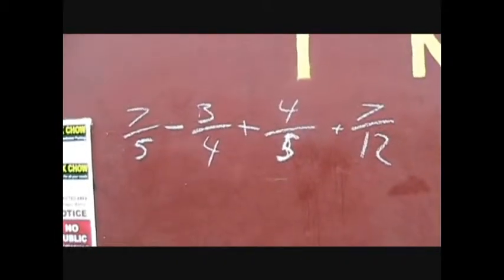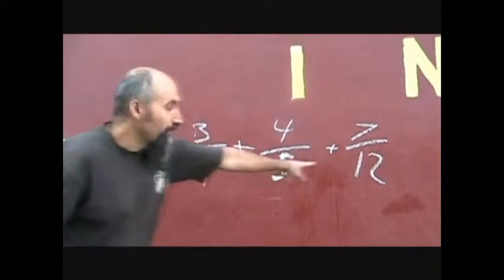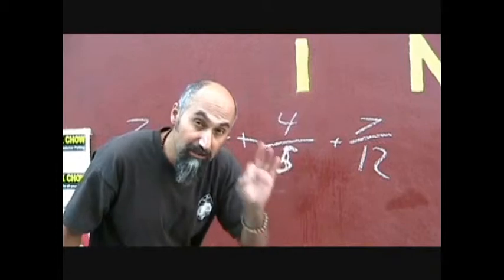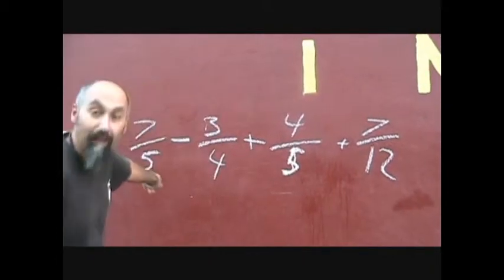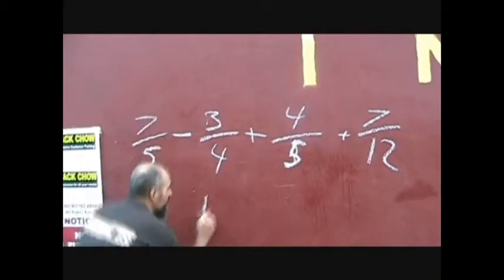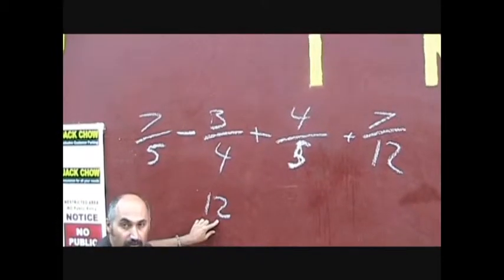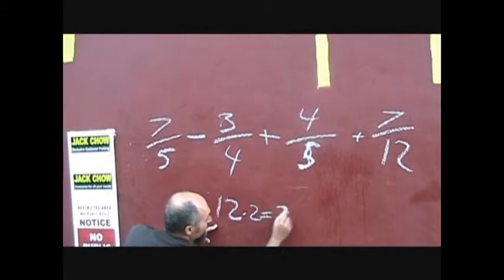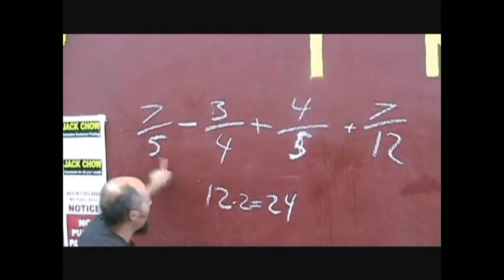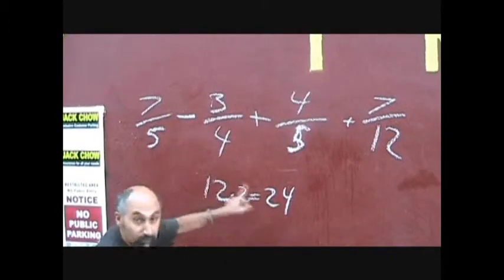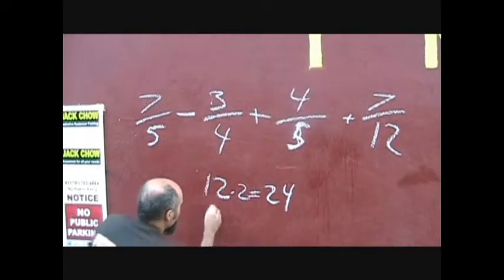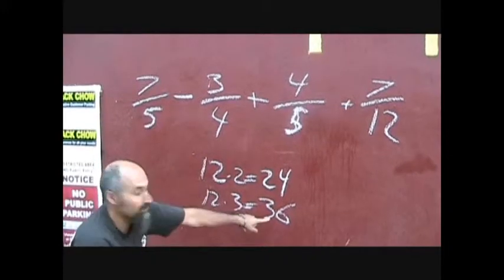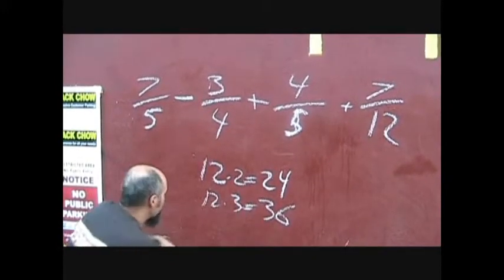Okay? So right now the biggest number you have is 12. So you're going to try to find the smallest number that 5, 4, and 5 go into. So you're going to take 12. Obviously 5 doesn't go into 12. So you're going to multiply 12 by 2, you're going to get 24. Now does 5 go into 24? No. 4 goes into it, but 5 doesn't, so you've got to continue. 12 times 3 is 36. 4 goes into it, but 5 doesn't, so you continue.